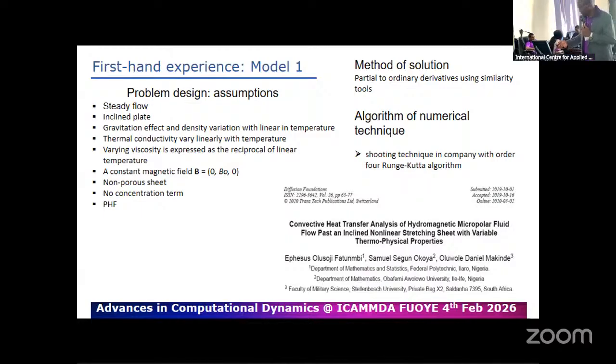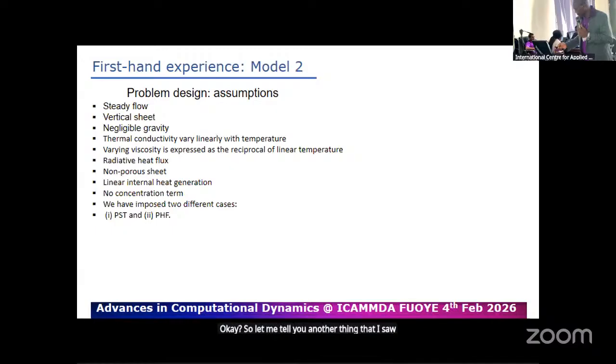Okay. So let me tell you another thing that I've done. Another model, model two. You can see I've changed. Still on that same type of problem I'm looking at, I've only changed assumptions. But look at it now. The last one was inclined, but now it is a vertical sheet. So it's a new problem. It's a new situation. And some of the things have changed. And if you look at the boundary conditions, we have a prescribed surface temperature here, and then we have also a prescribed heat flux here.